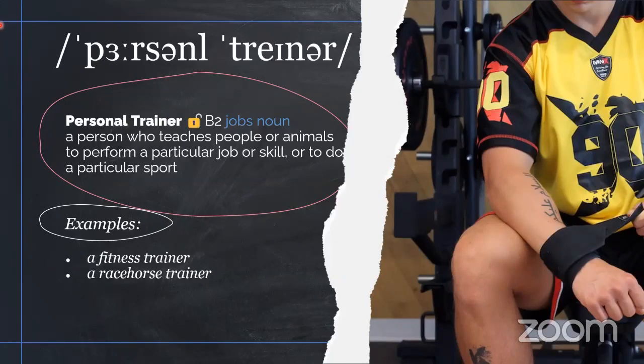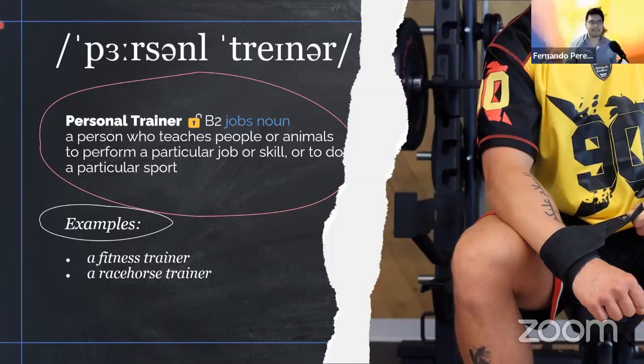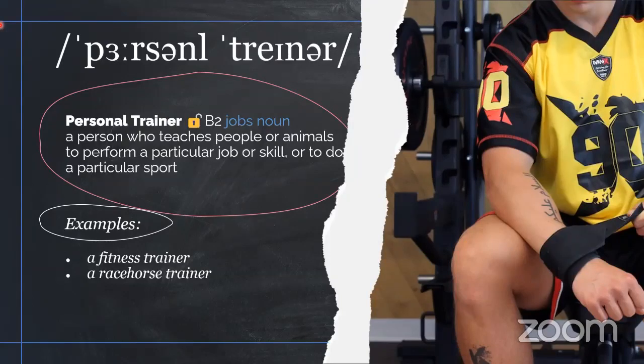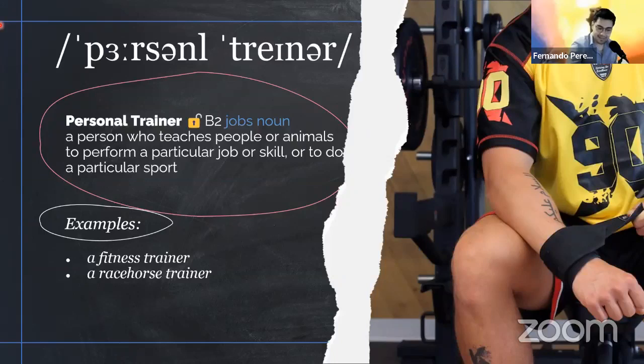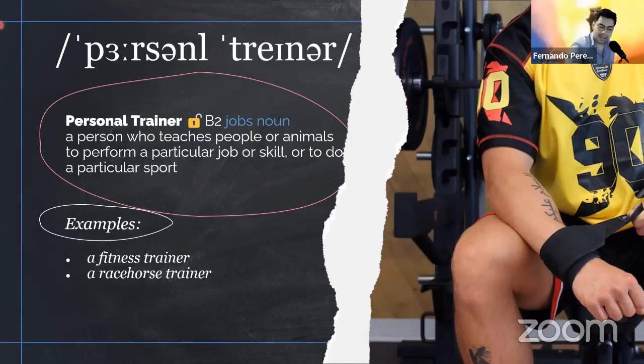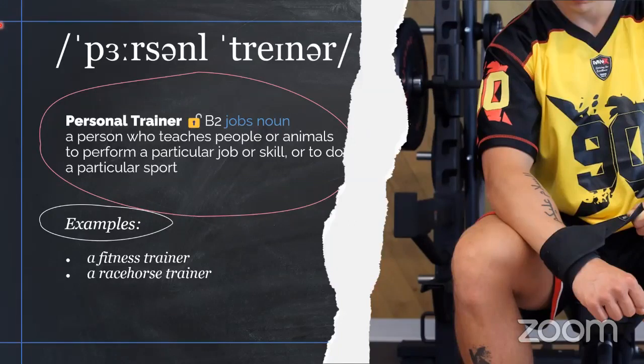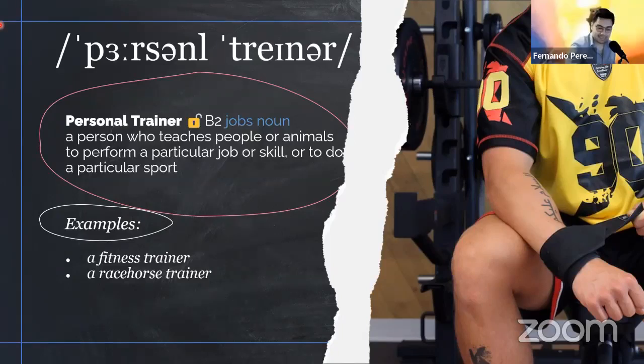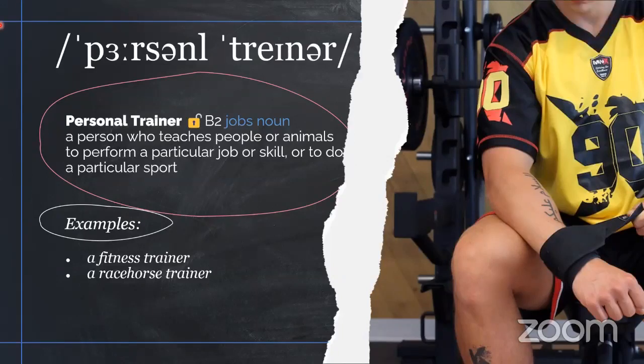Not a personal trainer. Incomplete. Are you be... to be? Okay. I am. Not a personal trainer. Okay, what is the negative for I am? I'm not. Yes. I'm not a personal trainer.